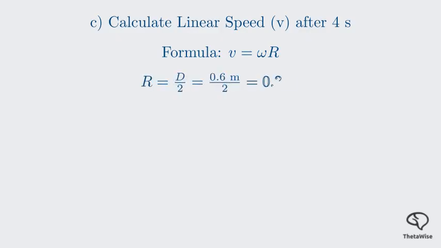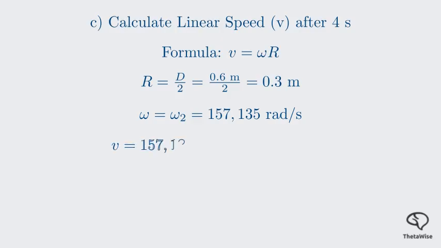The angular velocity we need to use is the final velocity after 4 seconds, which we calculated as 157.135 radians per second. Substituting these values, we get v equals 157.135 times 0.3, which equals 47.141 meters per second. So, a point on the edge of the wheel is moving in a straight line at a speed of over 47 meters per second.